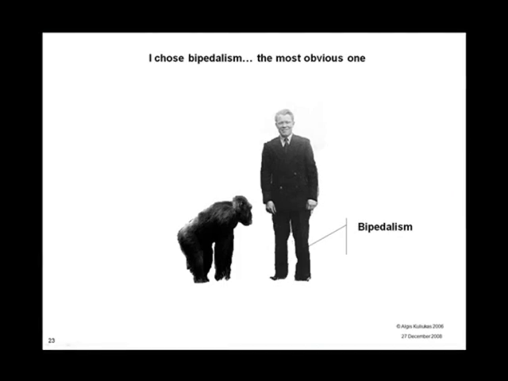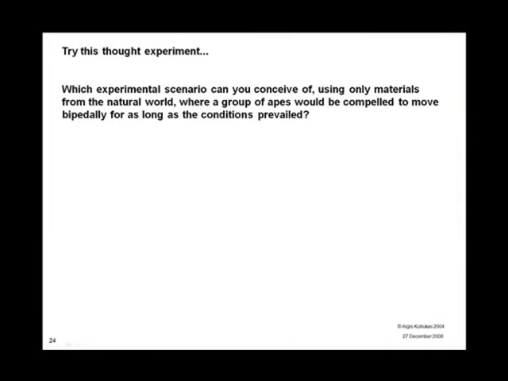Now, when I got back into academia, I decided out of all of these things, the thing that I was going to study was bipedalism, bipedal origins. And the reason I chose this is because I think it's the most obvious one. I mean, try this thought experiment. Try and conceive of a scenario where you are compelling a group of apes to move bipedally for as long as the conditions prevail, using only things from the natural world. In other words, you're not allowed to saw off their arms or use electric shocks or anything like that.